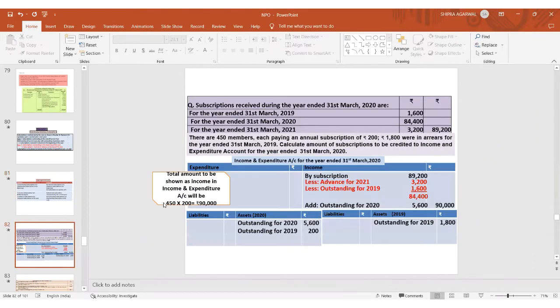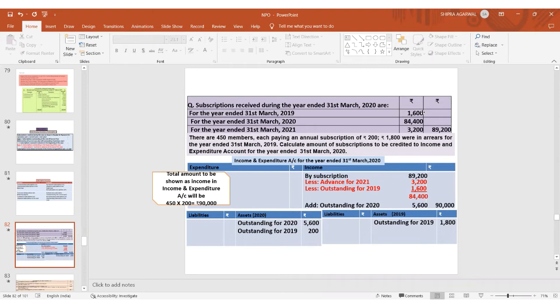Now, you can just see how to deal with such questions. Subscriptions received during the year ended 31st March 2020 are for the year ended 31st March 2019. That means this is the figure related to 31st March 2019. That means it is received 1600. So this 1600 is outstanding for the previous year. So if it is outstanding for the previous year, that means this is not related to the current year. I will be showing this as a minus figure.